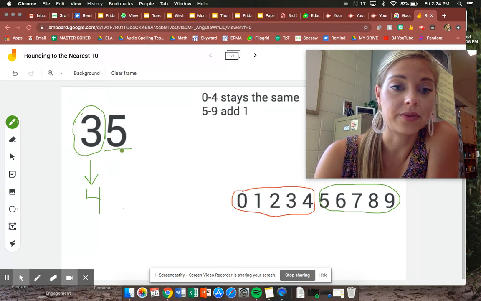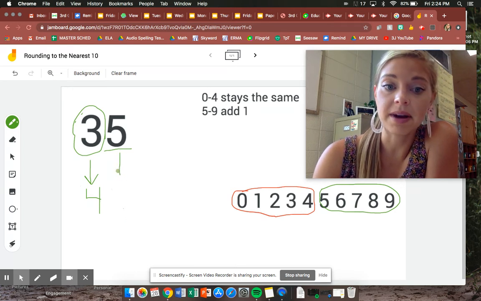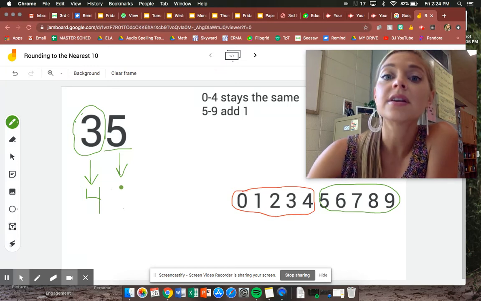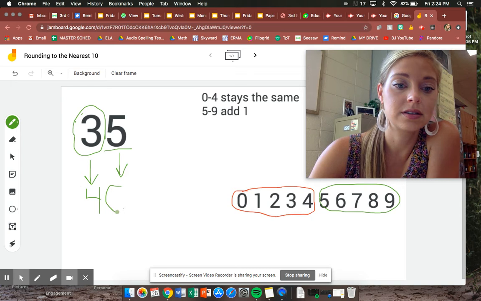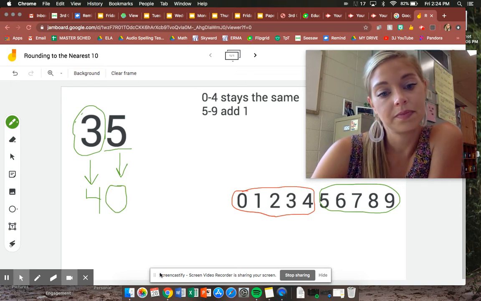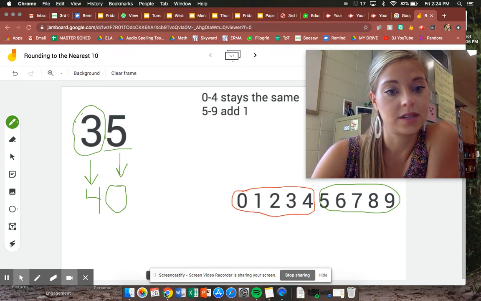Perfect. Now, it wants us to flex our muscles like a hero. All the other numbers turn to 0. Perfect. And then you're done. 35 rounded to the nearest 10 is 40.